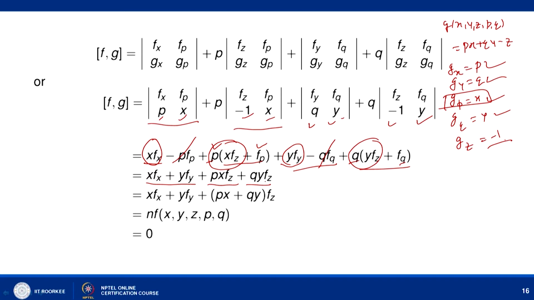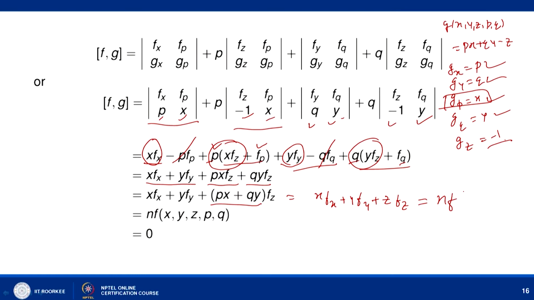Now if we take out this fz common, then we have px plus qy, and we already know the value of px plus qy in terms of z, and we can write this as x fx plus y fy plus z fz. And we know that if f is homogeneous in terms of x, y and z, then this expression is nothing but n times f. Now we already have that f of x, y, z, p, q is equal to 0, so this value is 0. So what we have shown here is that we calculated the bracket Fg, and using the property of homogeneity, this value is coming out to be 0.